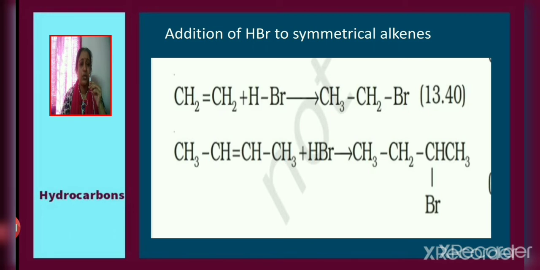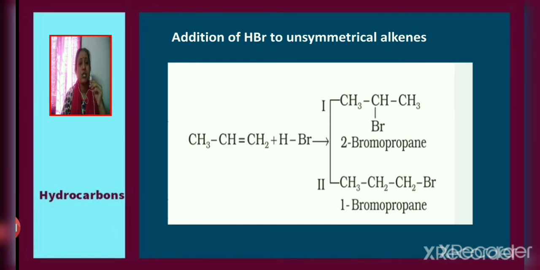Now consider butene, CH3CH=CHCH3. Hydrogen bromide gets added across the carbon-carbon double bond and the product obtained is CH3CH2CHBrCH3, which is 2-bromobutane.